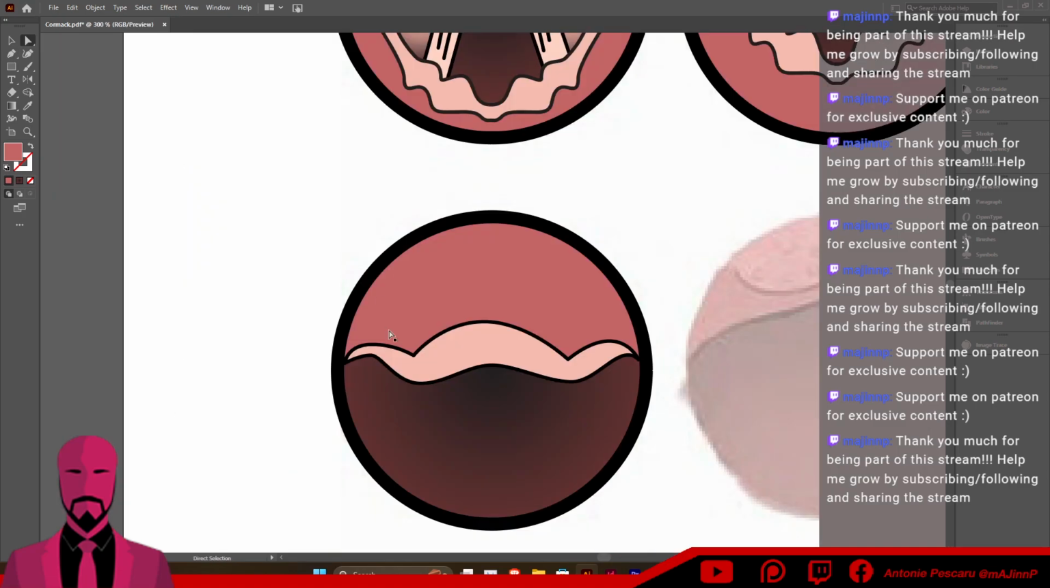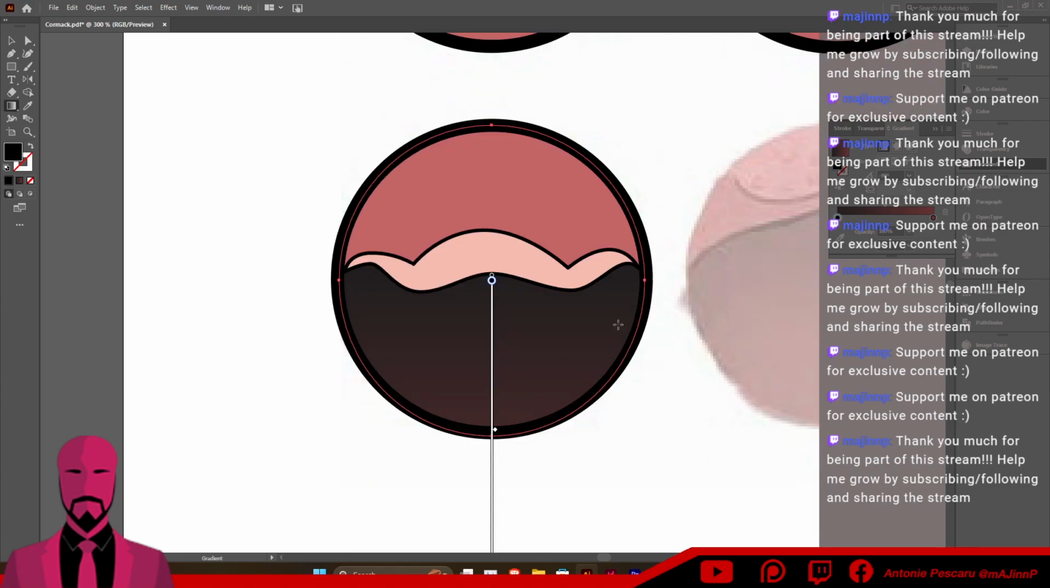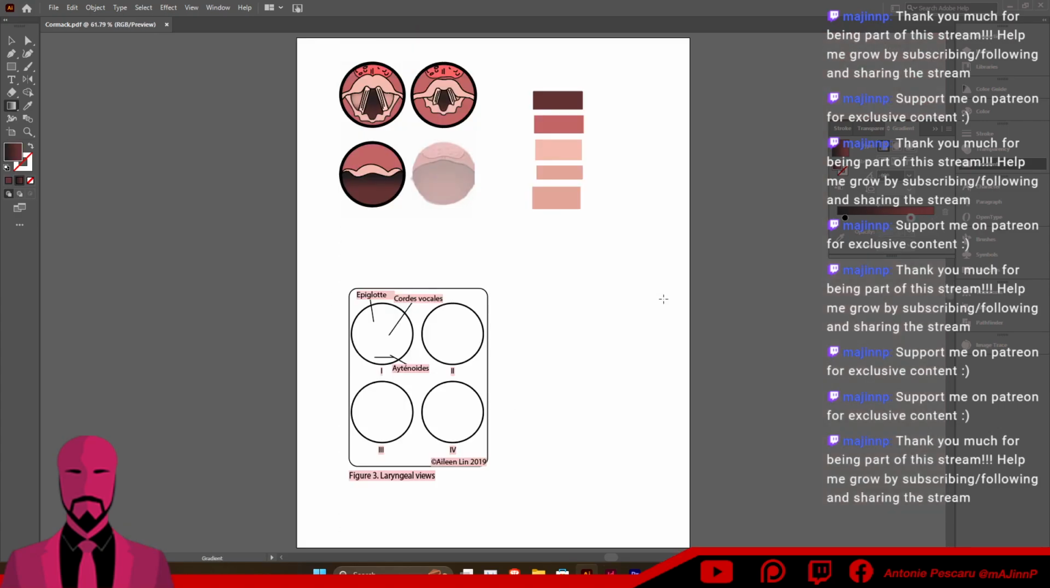Okay, good. Just one more thing, and I think it's gonna be the shading. It's gonna be the shading over here, so the gradient. We're gonna swap it and we're gonna edit the gradient. We're gonna make it 90 degrees. Yes, sir, 90 degrees. Good, excellent.